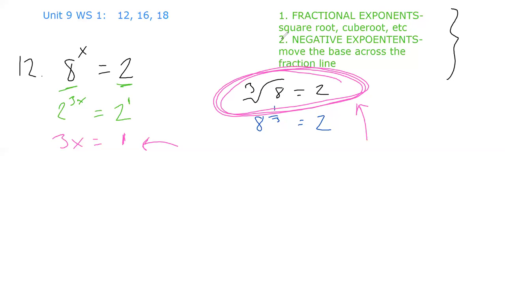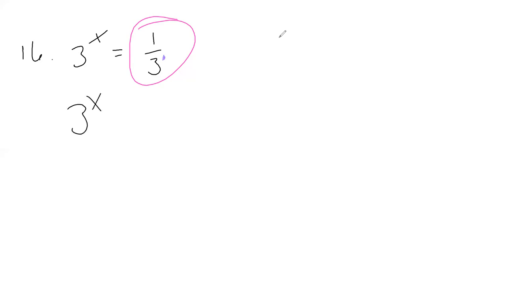Number 16, go ahead and get a new page. Number 16, if you set up the exponential equation, you should have got 3 to some power gives you 1/3. Because they're the same base, but one's in the numerator and one's in the denominator, I am going to change this right-hand side. Remember, the base is 3, so I can write that as 3 to the first power. I keep the left-hand side the same.